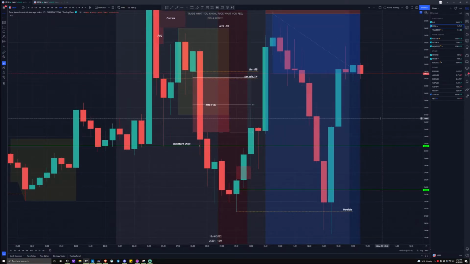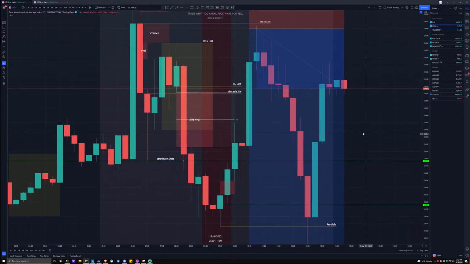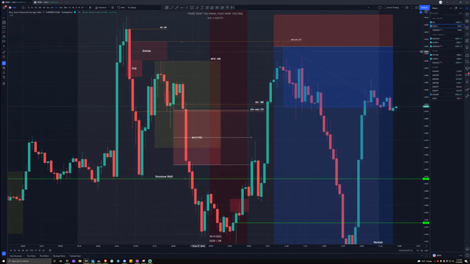And then price rallied to hit my stop loss. Kind of upset about that. And then I just sat down. I was like, all right, it's going to go up here. It's going to go for the extreme. It's going to liquidate this exact high.